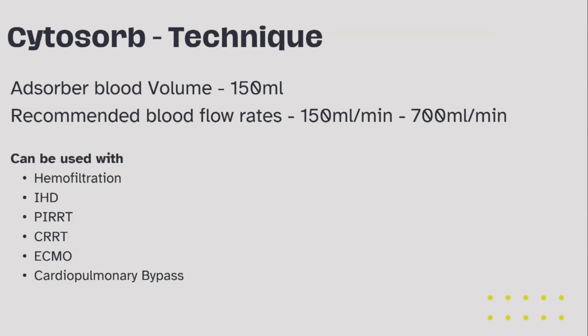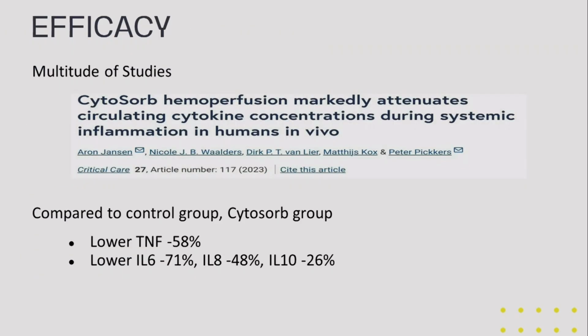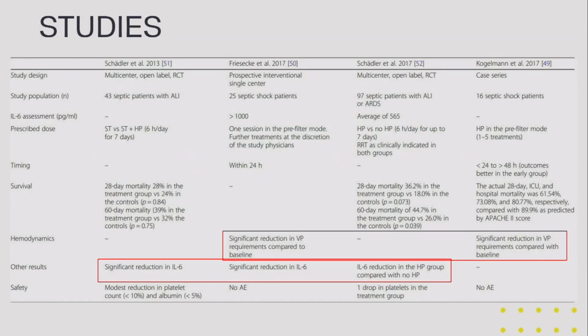So how do we do that? It is not a standalone adsorption. It has to be coupled with other therapies. We can couple it with hemofiltration, ISD, CRRT, ECMO, cardiopulmonary bypass. So it can actually be placed into the ECMO circuit if you want the cytokine storm to go down, particularly after CABG patients. And the efficacy: yes, it brings down the cytokine levels, it brings down the mediators of sepsis, and it frees the patient from vasopressors. And these are a few studies. Other results are reduction in IL-6 and significant reduction in vasopressor dependency. That has been undoubted for Cytosorb.